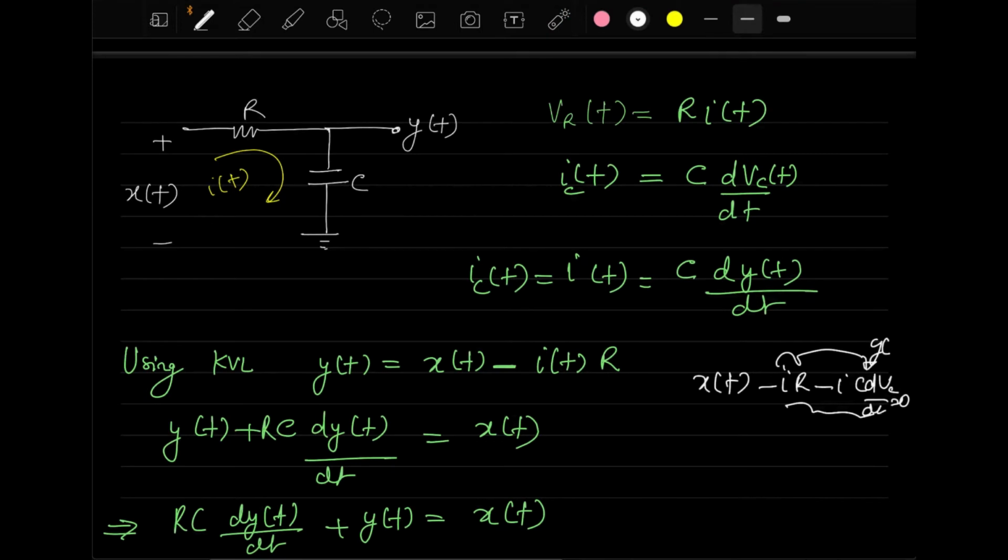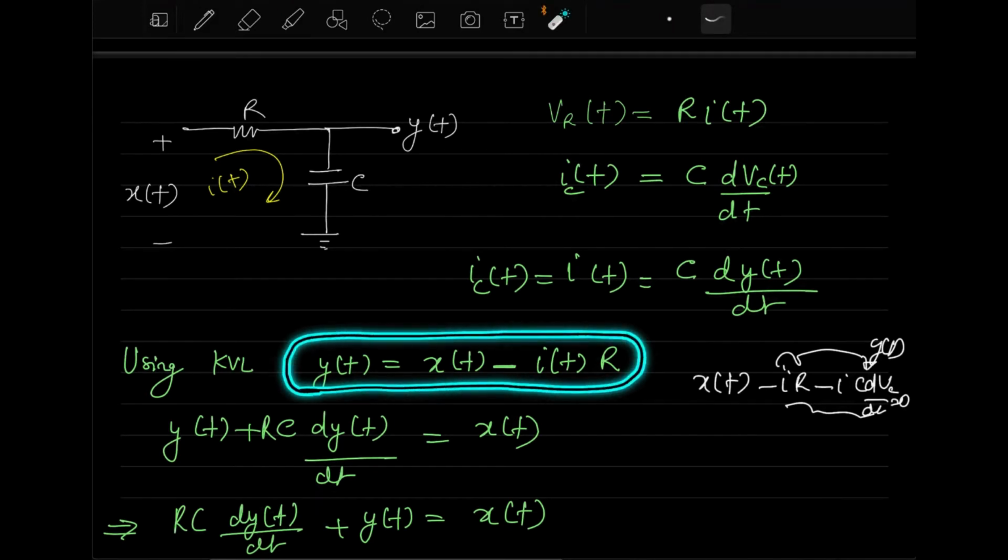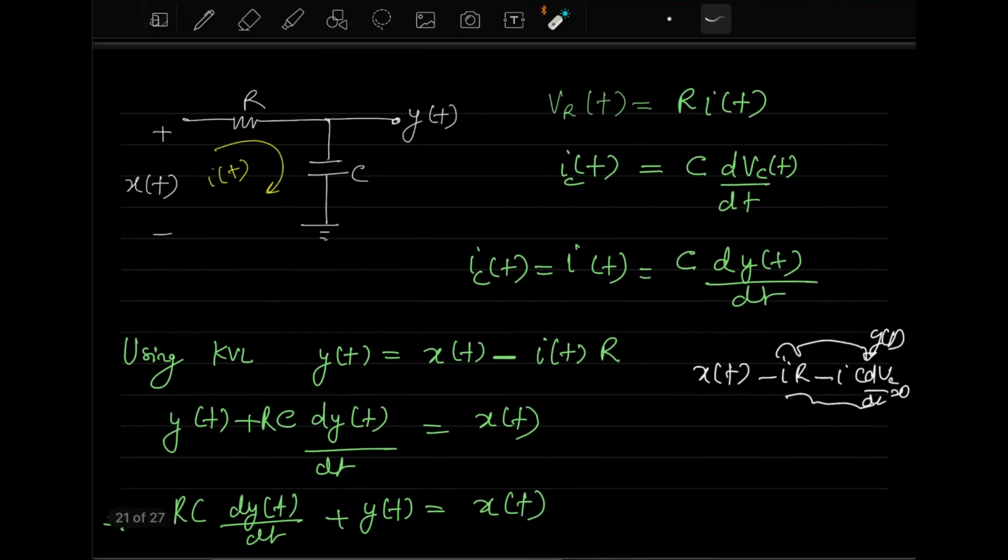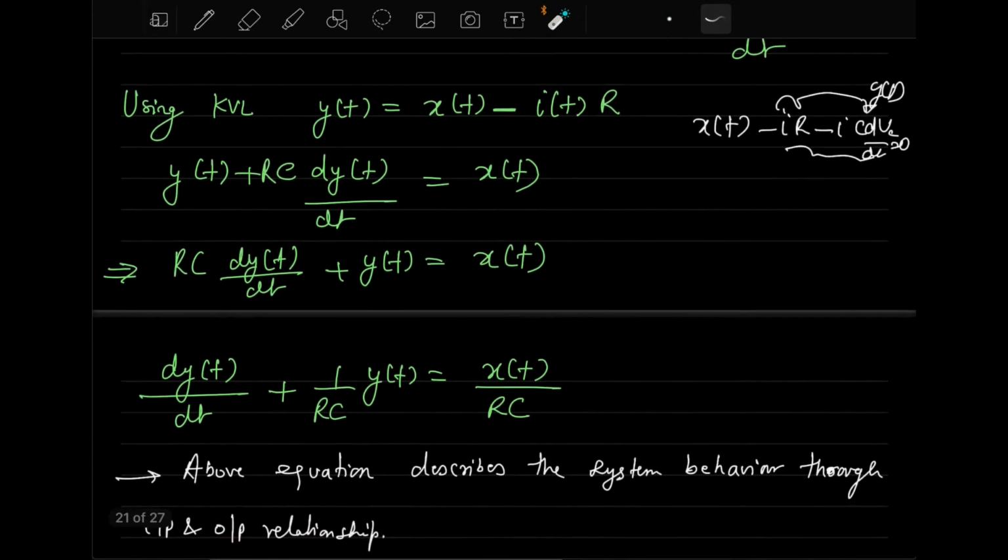So this will be yt here. What we have is this expression here, and now what you do is you just substitute the value of it which we got from this. Once you substitute that value here, you will get yt plus rc dy by dt equal to xt. From here, you can reshuffle the terms and rewrite it like this. It's as simple as that.